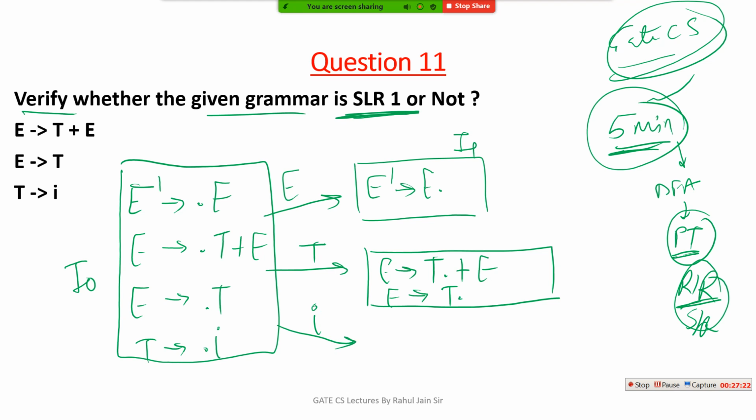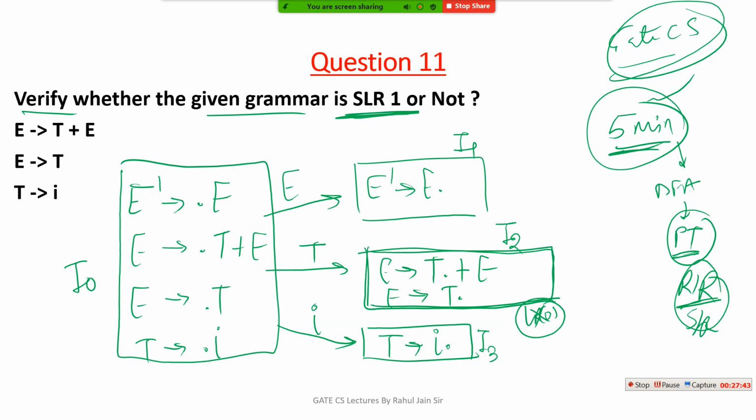On small i, it is moving to T derives i dot, right? So it is my state I2, it is state I. From the state I2, what can I conclude? It is not LR0. It is itself clear, because it has both shift and reduce. So it is clear that this grammar is not LR0, but it is not clear whether it is SLR1 or not.